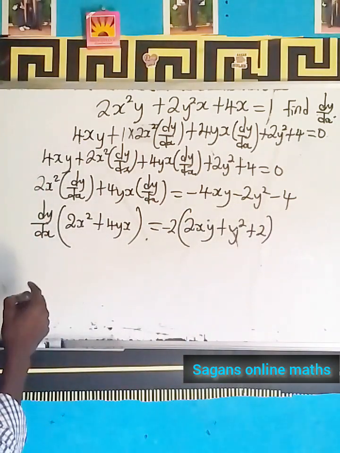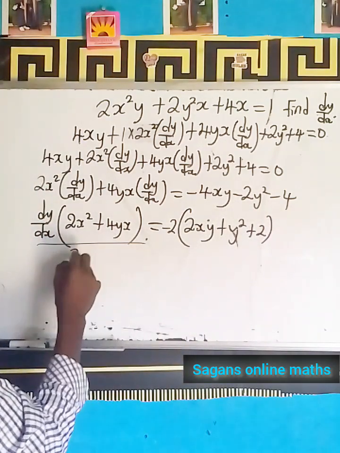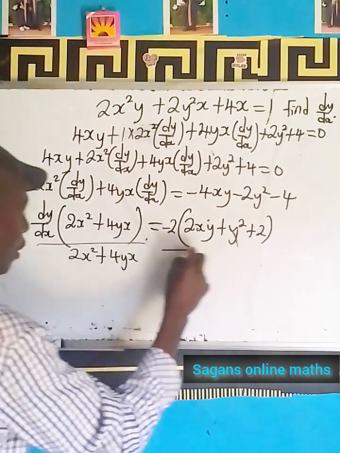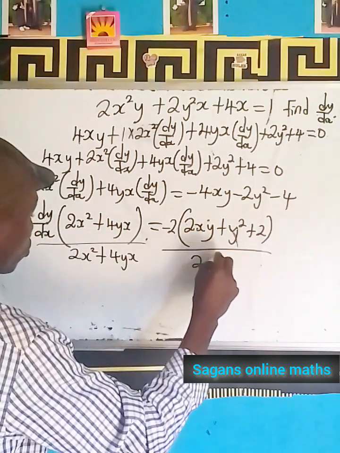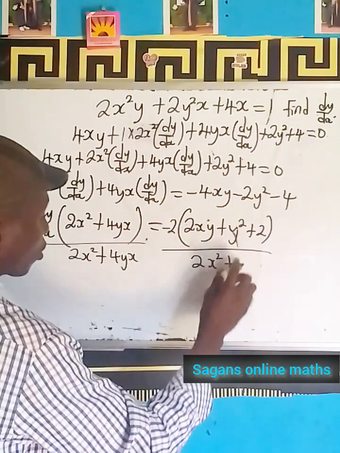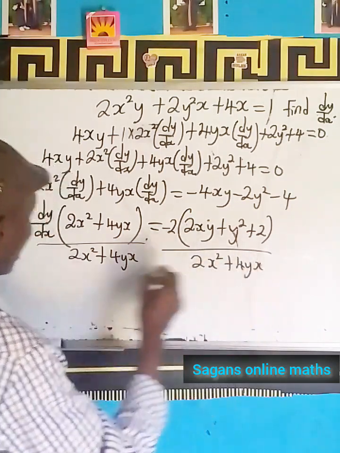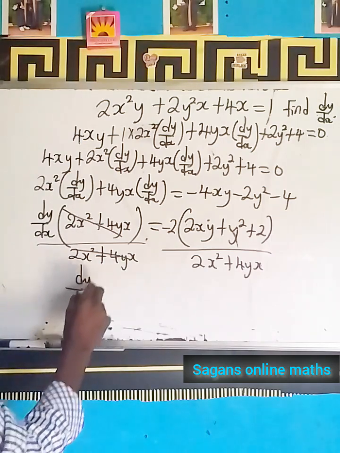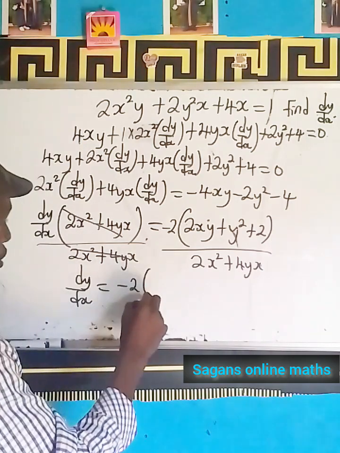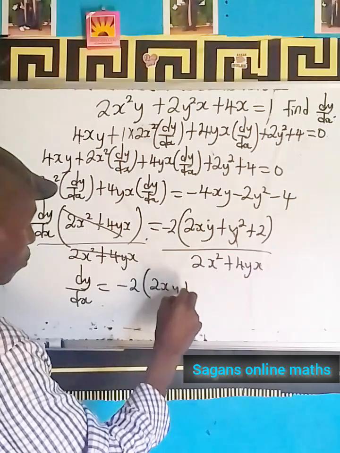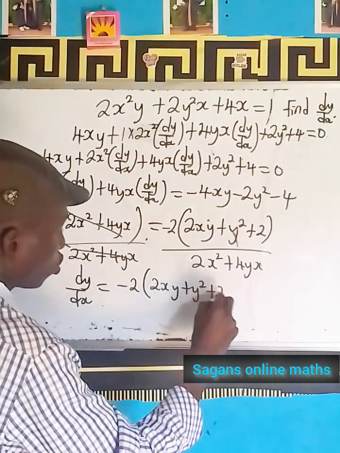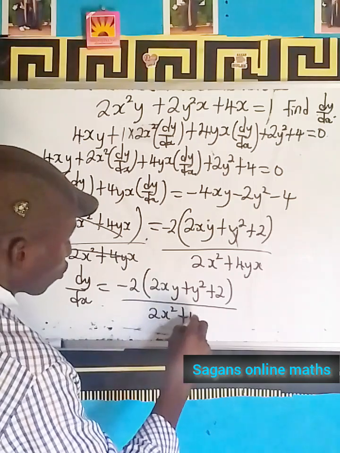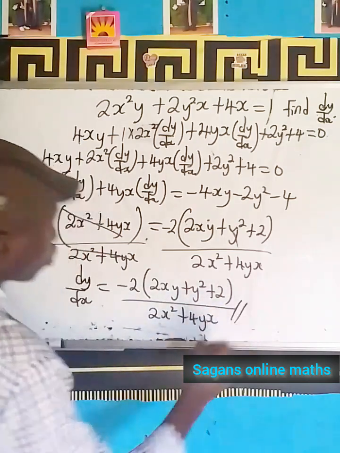Now I'm going to divide both sides by 2x squared plus 4yx. Now this will cancel out this, and dy over dx will equal minus 2 into 2xy plus y squared plus 2, all over 2x squared plus 4yx. And this is just the solution to this problem.